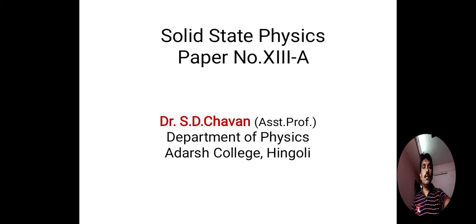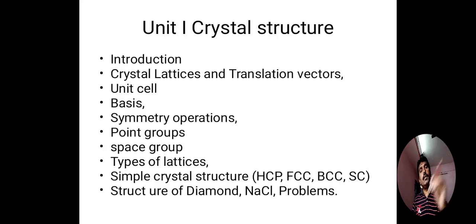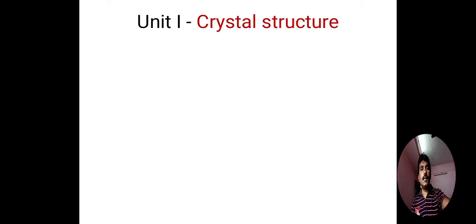Yesterday, we saw the syllabus related to paper number 13, which has four units that we are going to learn in this solid state physics. The first unit is crystal structure, which contains the crystal lattice and translation vector, unit cell, basis, symmetry operations, point groups, space group, types of lattice, and simple crystal structures like diamond and NaCl, and some problems we will see. Let's come to the first unit, the crystal structure.